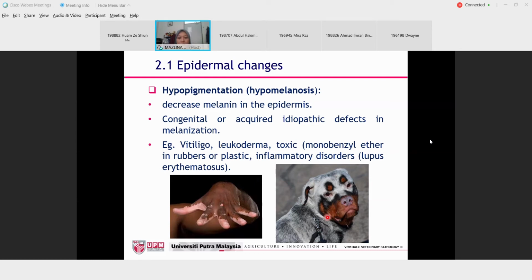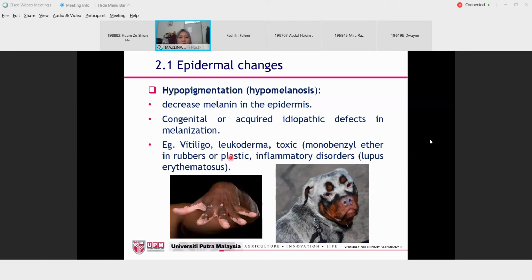Rottweiler, doctor. Yes. So what is the normal color of a Rottweiler? Black, dark. Black. Yes. Usually they are black in color with tan points, right? So this is not a Photoshop image. This is actually a dog with vitiligo as well. So there is a defect in melanization. There is not enough formation of melanin pigment to give color to the skin, or even the hair coat. Okay.